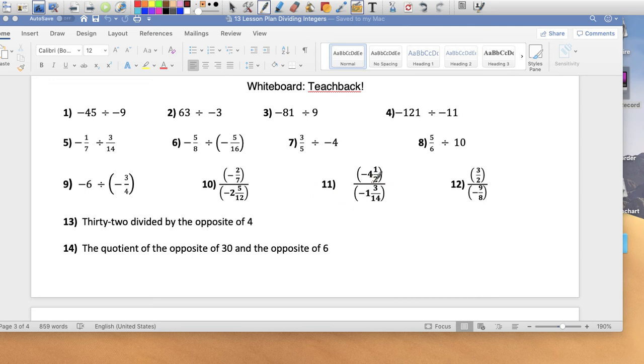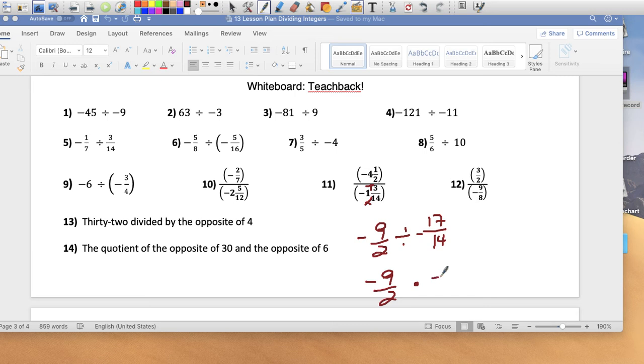Likewise, for 11, let's change 4.5 to negative 9 over 2, divided by 1 and 3/14. 14 times 1 is 14. We're going to change that to 17 over 14, but negative, right? So write it horizontally.